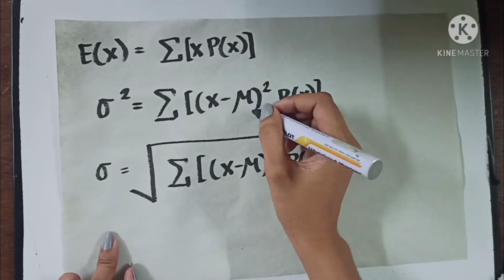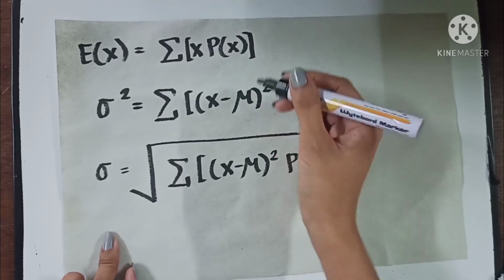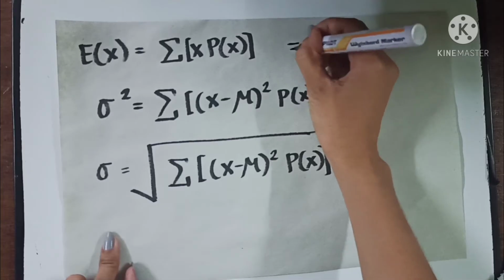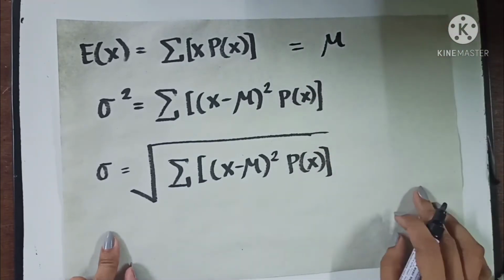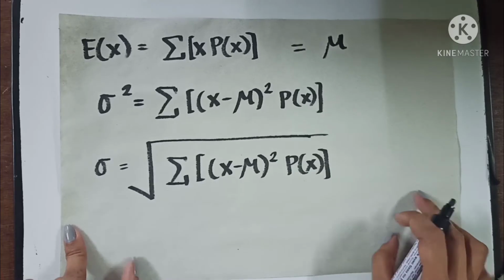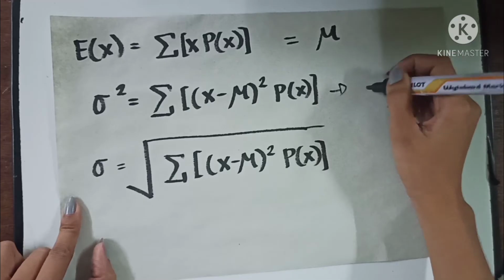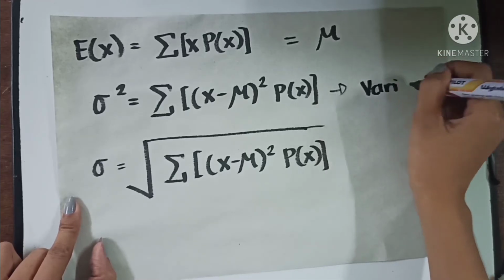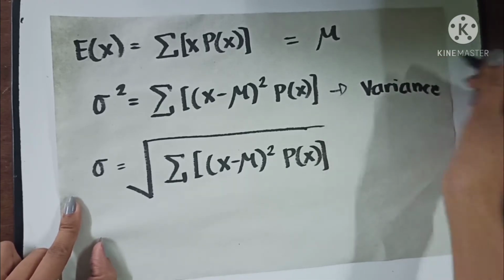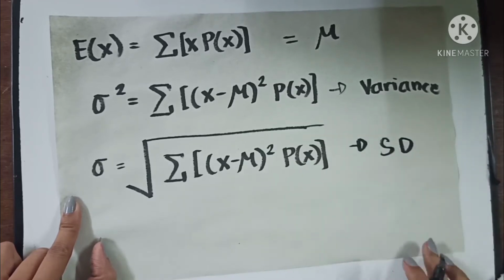Okay? So, ano po itong mu? Okay, so itong mu to, it is also the mean. So mean lang din po ito. Yung E of x natin, ito lang din po yung mu natin. Okay? And next, so this is for the variance. And this is for the standard deviation.